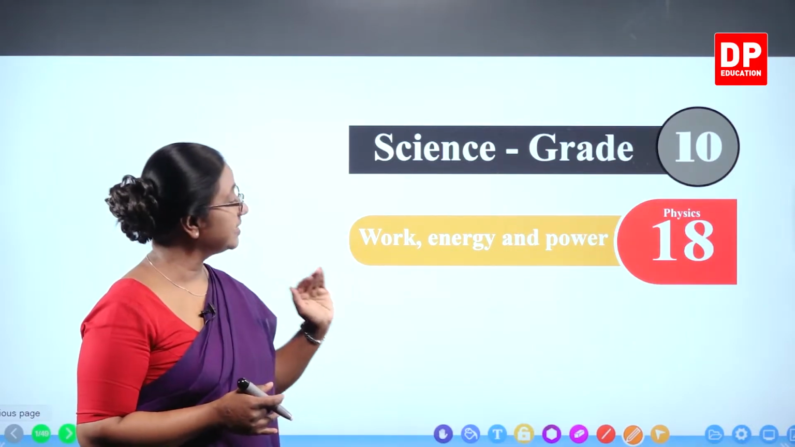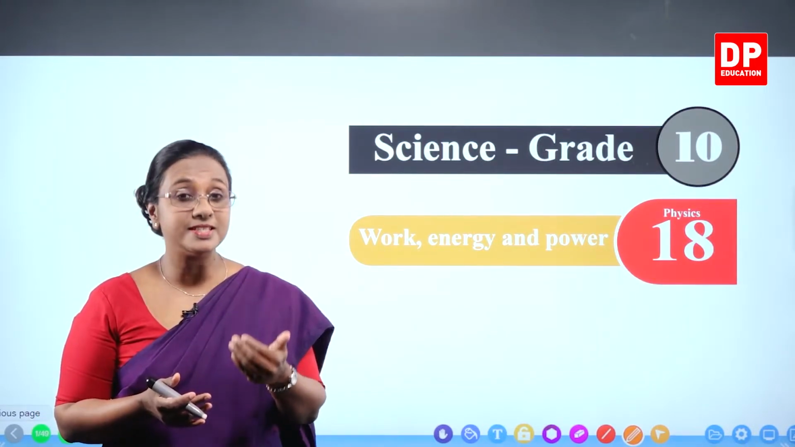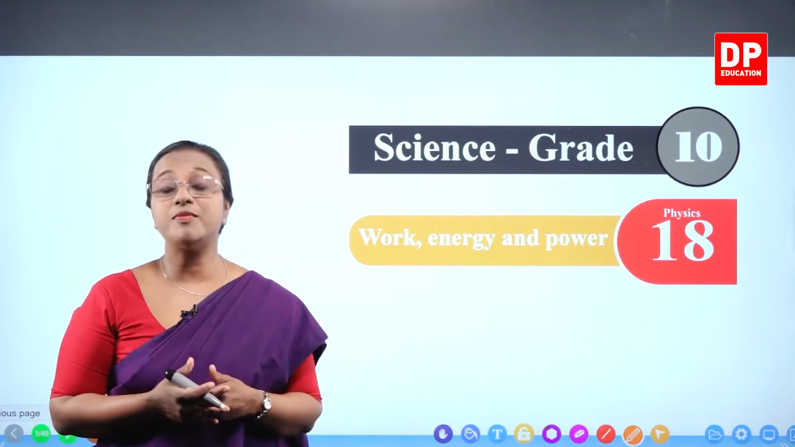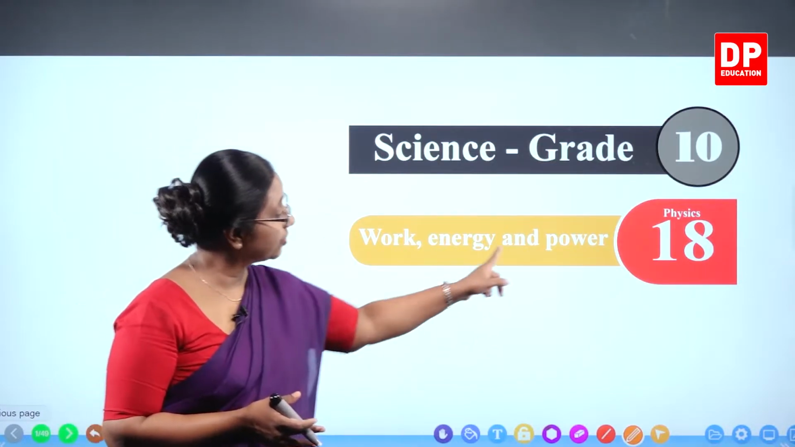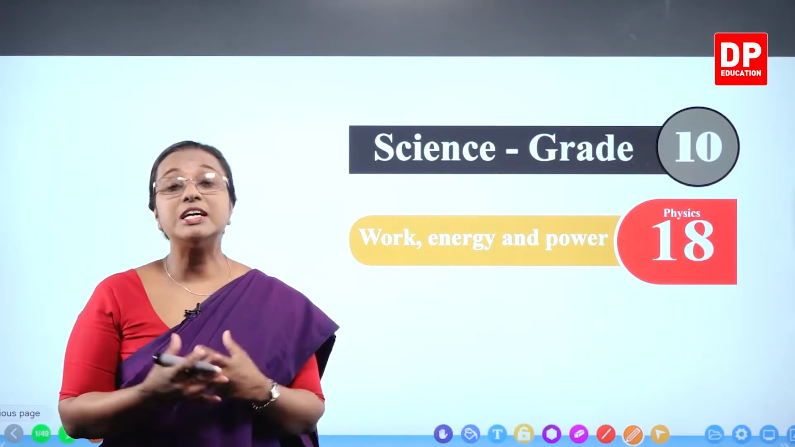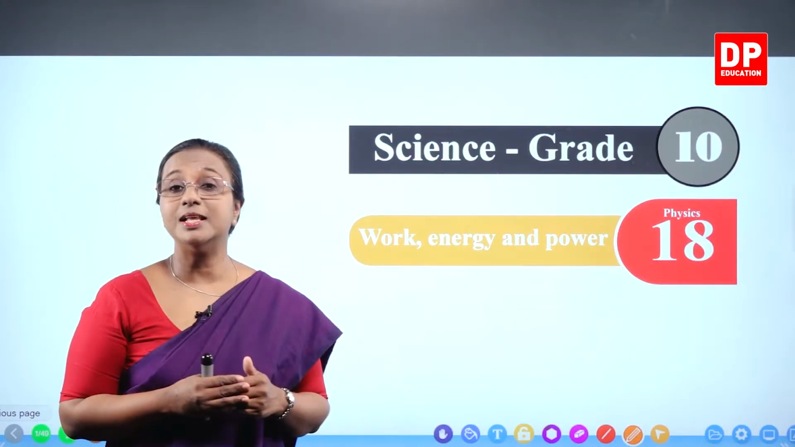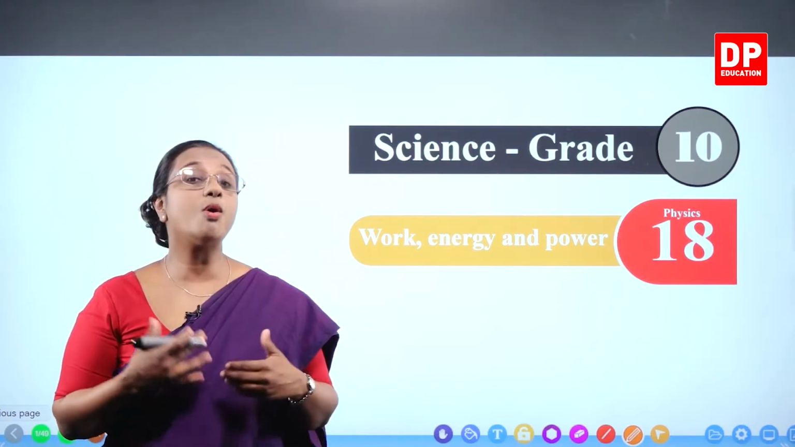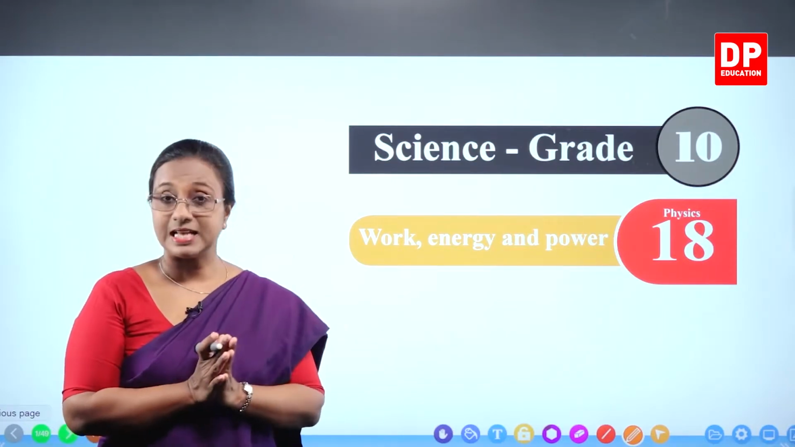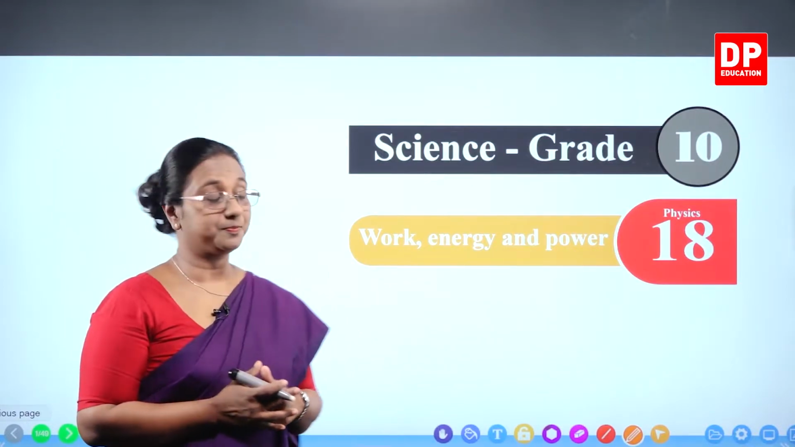And also when work is done, how energy is used there, or what type of energy is involved with the movement of objects, and also the power. When we say power, how the work is done within a certain time period. Based on that, we can calculate the power of different instruments, or we can consider the power as it is. So those are the concepts we will be discussing. With that introduction, I'll move on to the contents of this lesson.